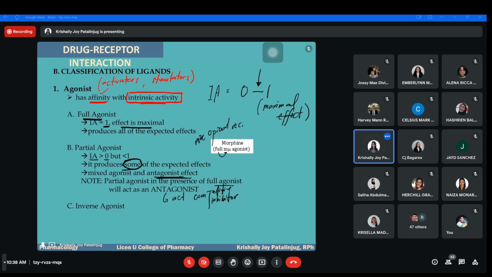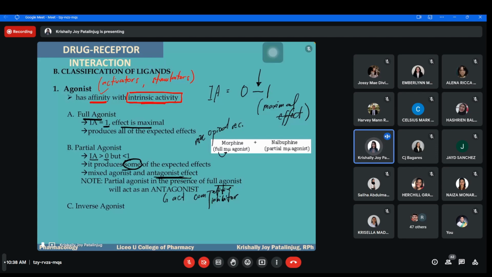Okay? So its expected effect, of course, is whatever response morphine brings towards that receptor, and that is analgesia. Okay, analgesia. So upon activating that mu opioid receptor, it is expected that it would produce an analgesic effect, being a full mu opioid agonist.